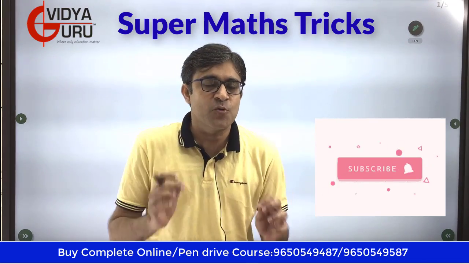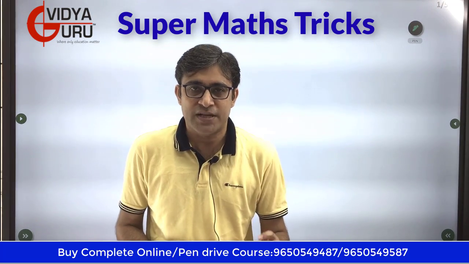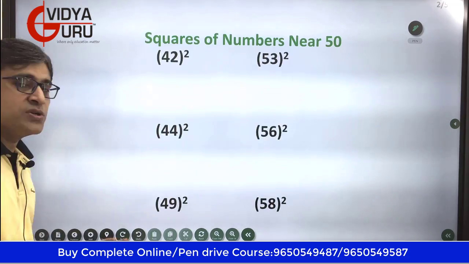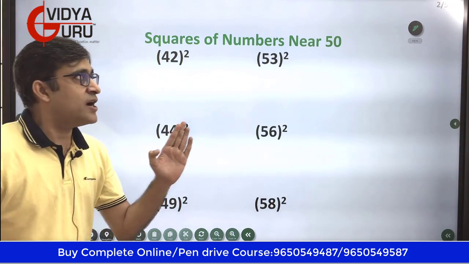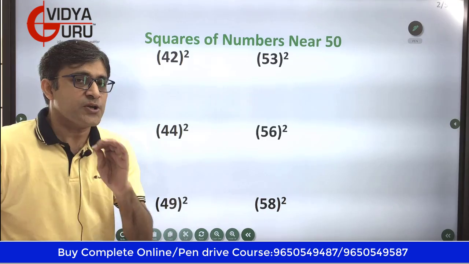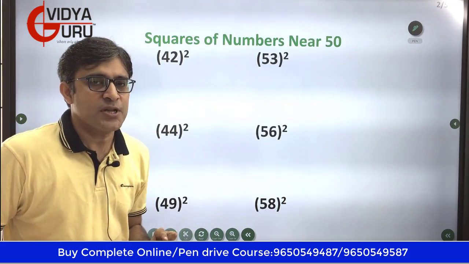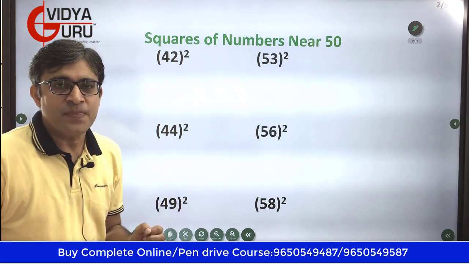So without wasting a moment more, let's understand these tricks. The first thing that we are going to learn is squares. Students, we are going to learn squares of numbers near 50. That's the first thing we are going to learn. Squares of numbers near 50.